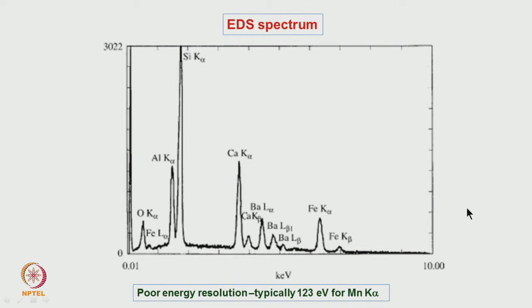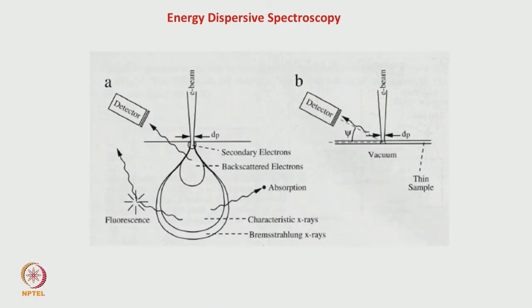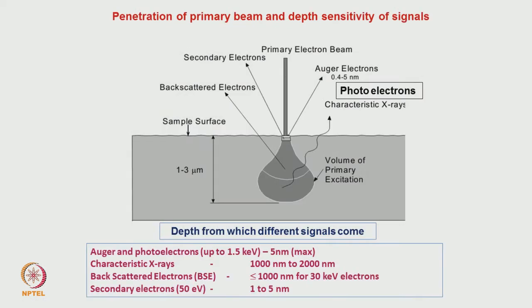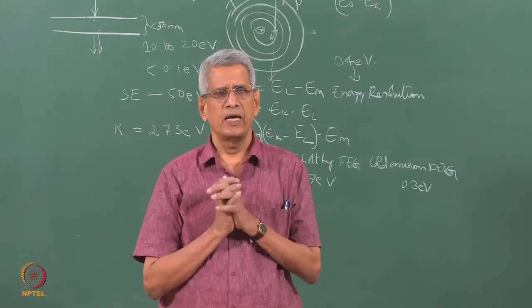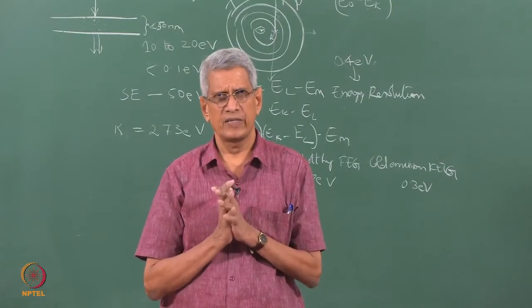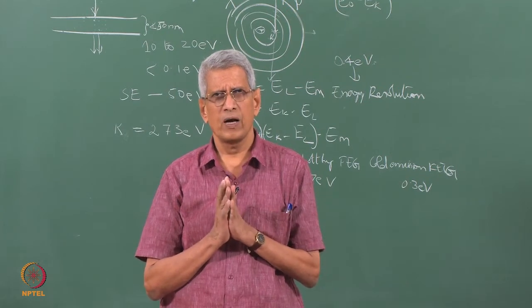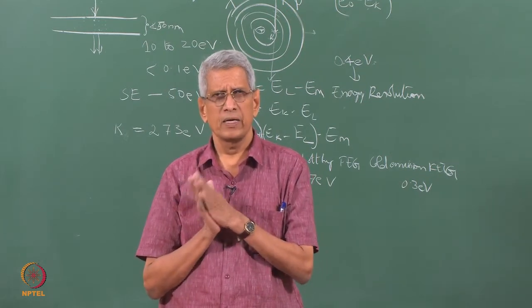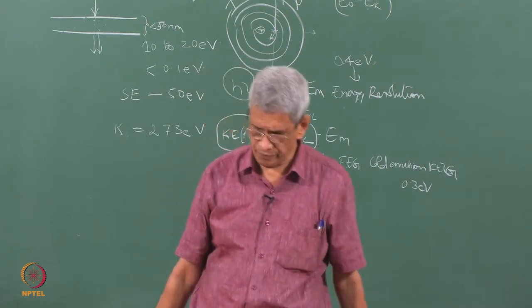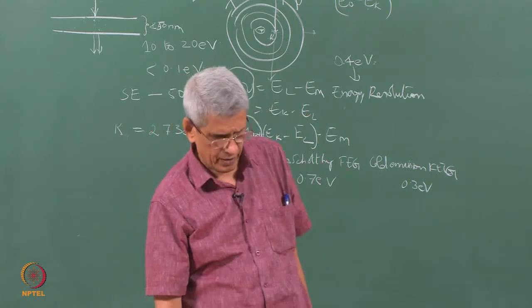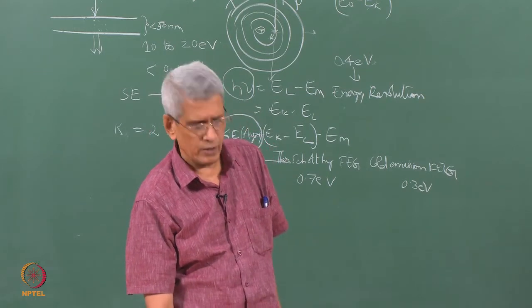There are two ways in which these concentrations could be determined. One type is called absolute concentration of the elements, and another is called relative concentration. Most of the commercial software available in the microscope gives only relative concentration. They do not give absolute concentration.